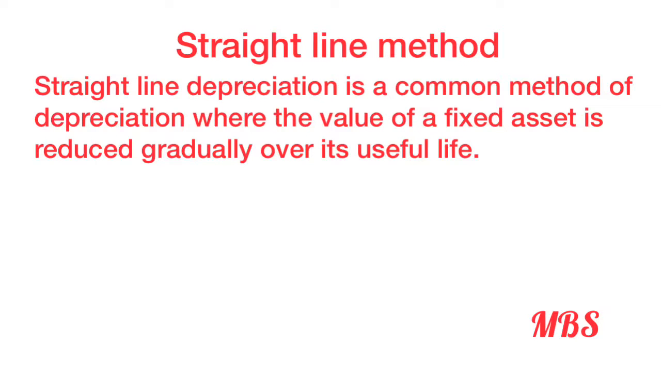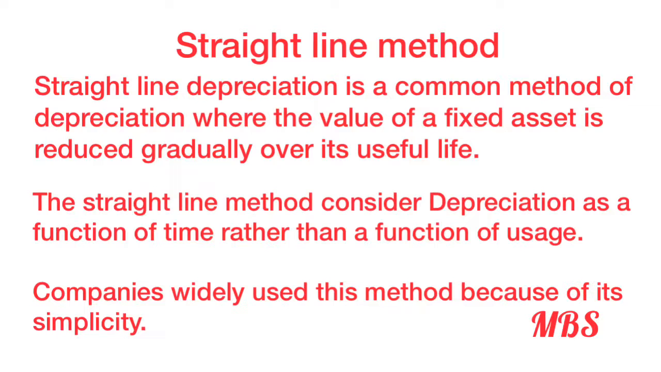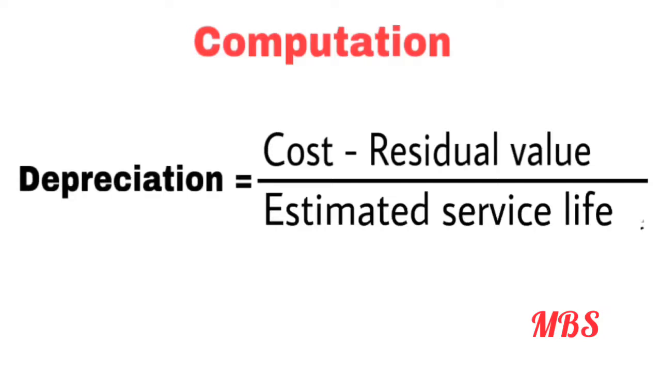Straight line method. Straight line depreciation is a common method of depreciation where the value of a fixed asset is reduced gradually over its useful life. The straight line method considers depreciation as a function of time rather than a function of usage. Companies widely use this method because of its simplicity. Here is the computation of depreciation in the straight line method: cost minus residual value divided by estimated service life.